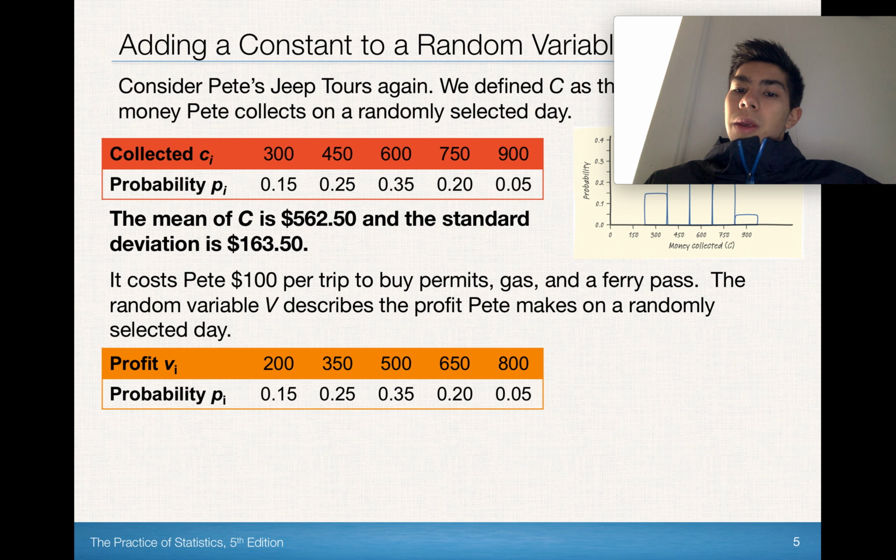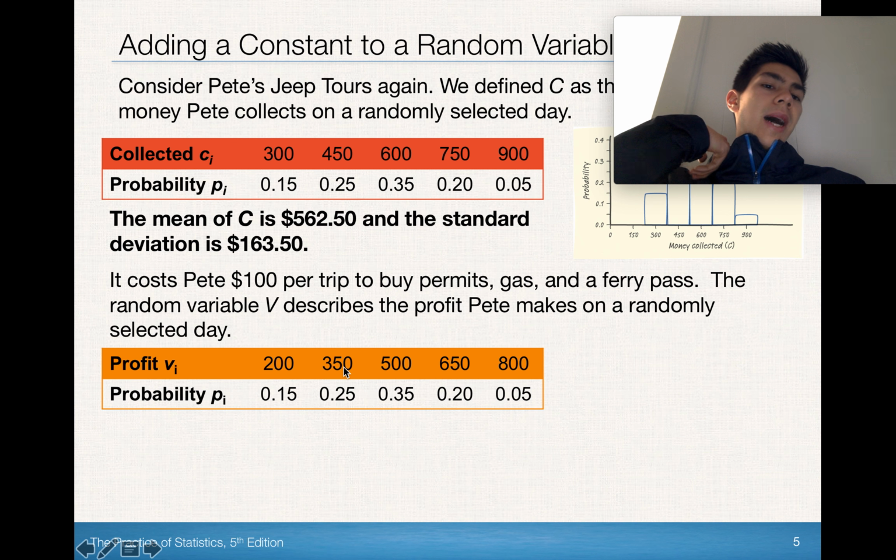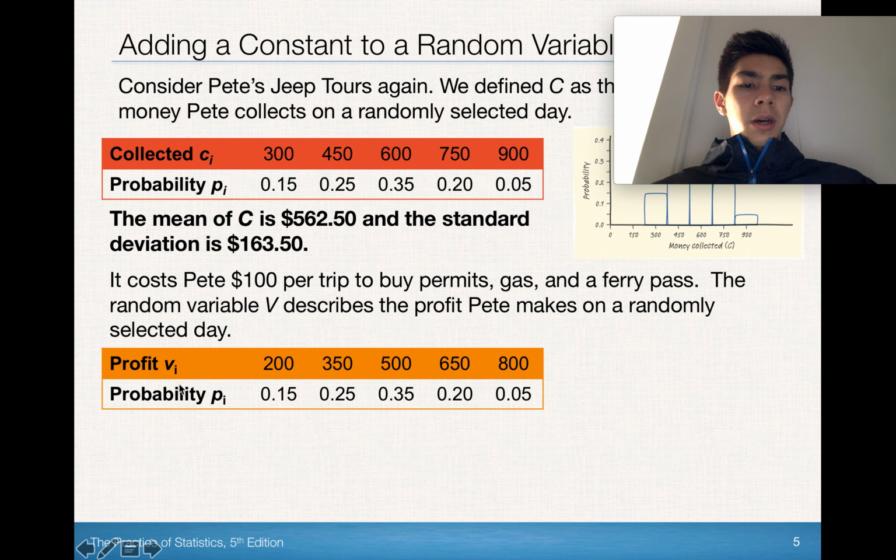So now we know how much Pete collects and we know how much Pete pays. So we want to use the random variable V to describe the total amount of money that Pete makes, the profit that Pete makes. And so we're looking at the money that he collects minus the $100 that he pays per trip. You'll notice that in this bottom orange table, V1 is exactly $100 less than C1, and so on for each one of these corresponding Vi's and Ci's. It's just Ci minus 100 equals Vi. So we have subtracted 100 from Ci.